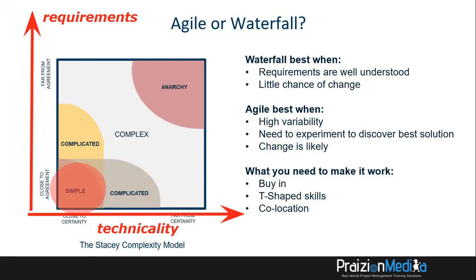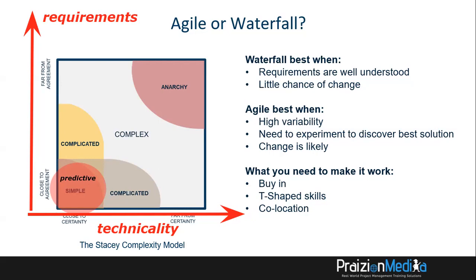So what we're saying is that in this zone down here, the projects you're working on are going to be more predictive. These are going to be your predictive type projects. And it's as simple as that. That's all that's trying to say. It's just trying to say that if you're working on stuff that is close to certainty, close to agreement, you're going to be predictive. Think about that for a second.